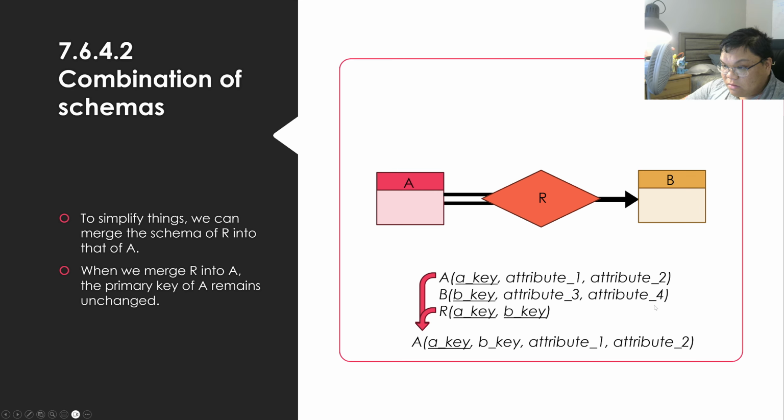So, when we merge A and R this way, we only need one primary key, and that is the primary key of A. We don't need the primary key of B to be in here. So the primary key attributes of B, we do not need them to be primary key attributes of A. So B's key attribute is just another attribute. So when we combine A and R, we just combine all their attributes together, and the primary key of A becomes the primary key of this new combined relation. Well, I should say schema.